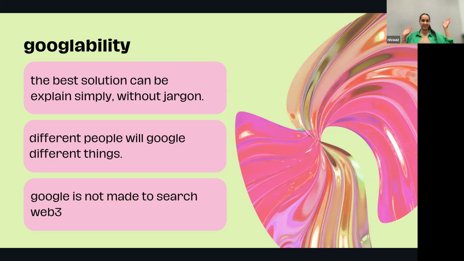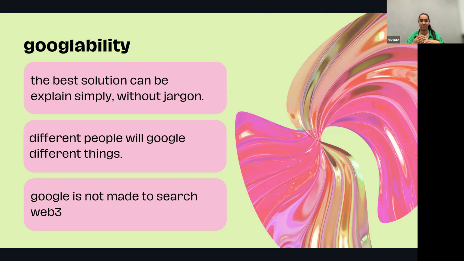Okay, last bit on this, googlability. Make sure your solution's dead simple, no jargon. You actually don't know what people are going to be looking for on the internet when they try to look for your solution. So you really have to think about what distribution looks like.